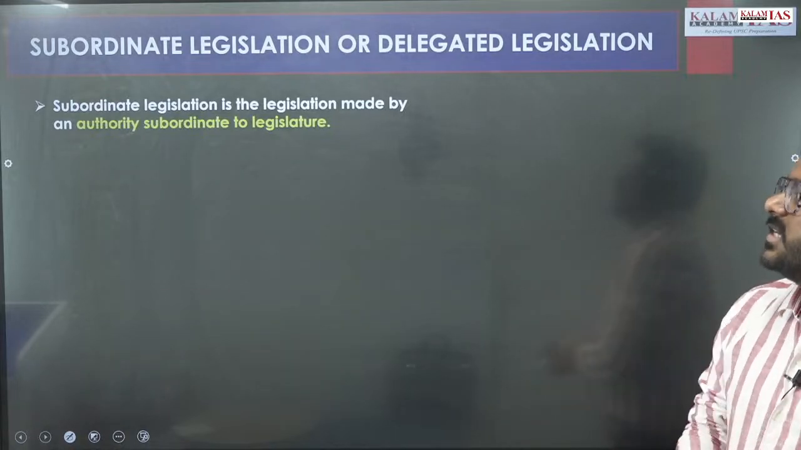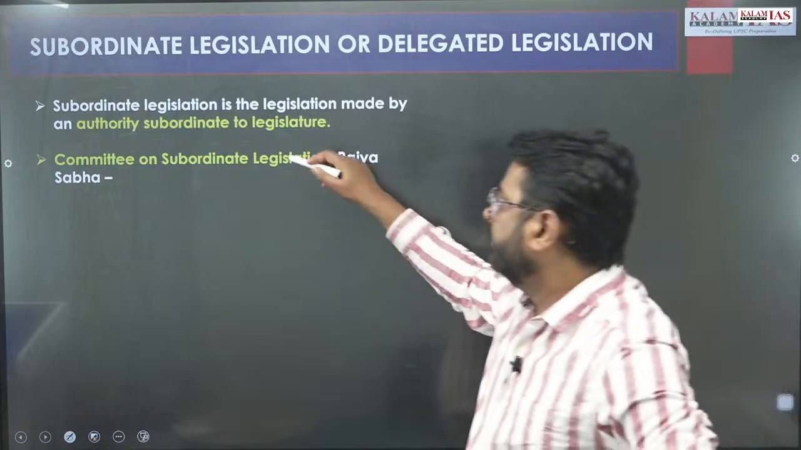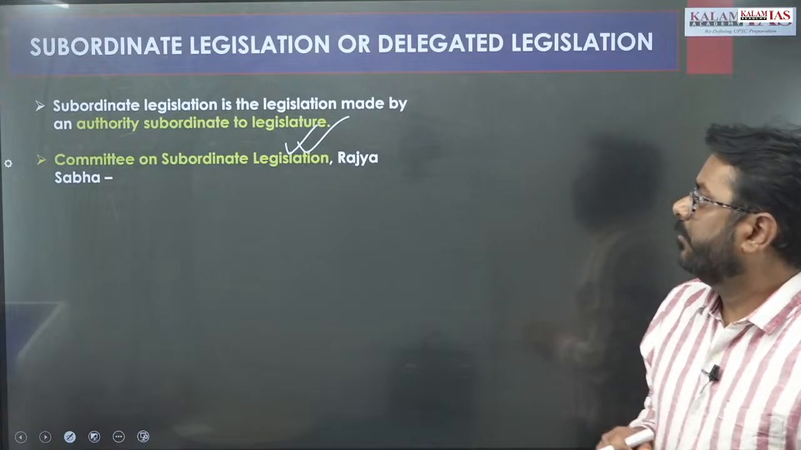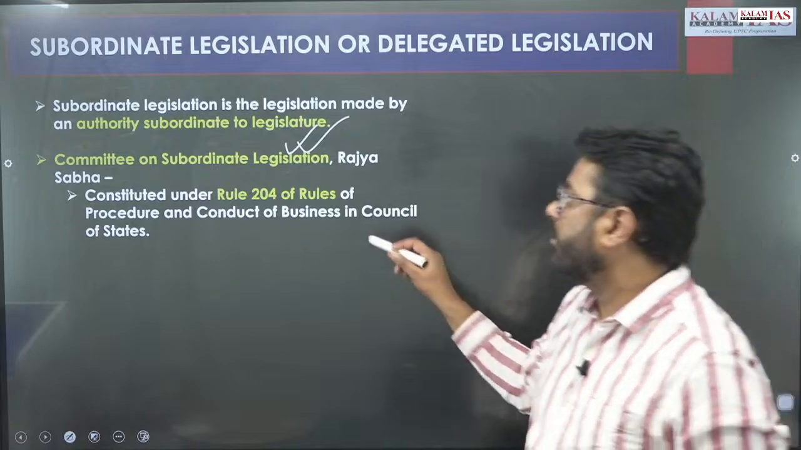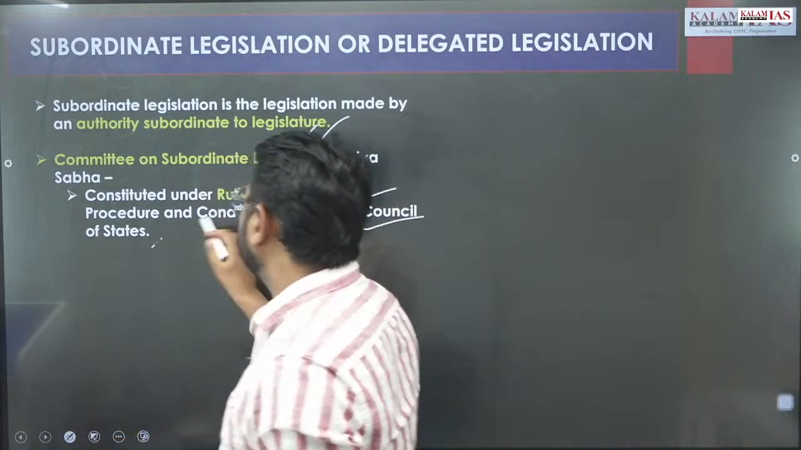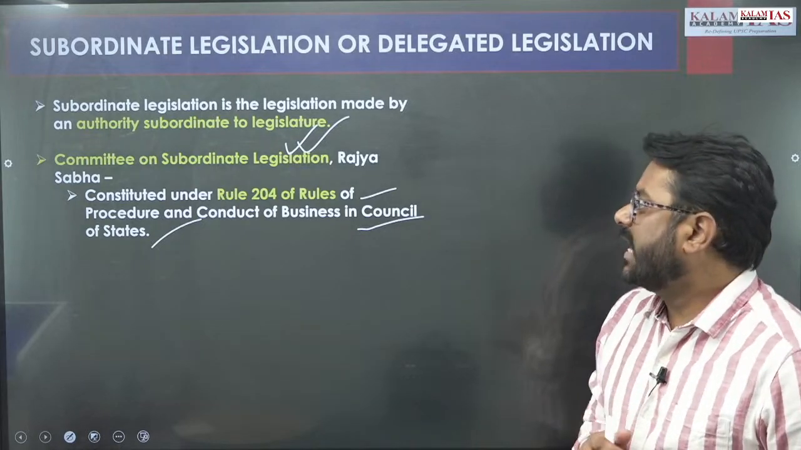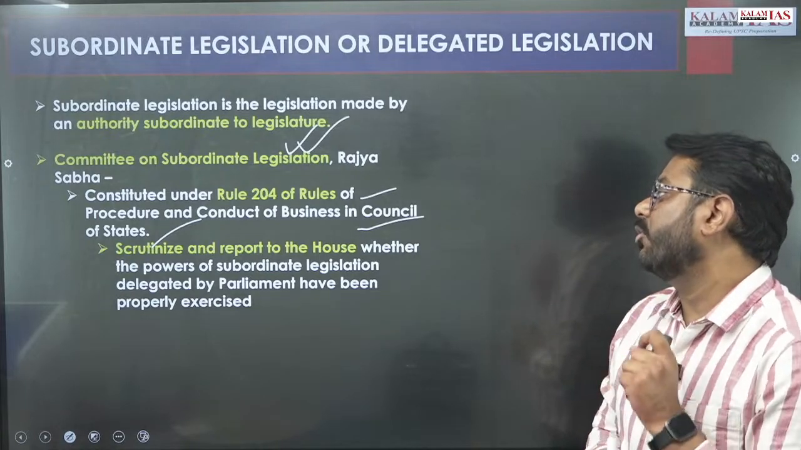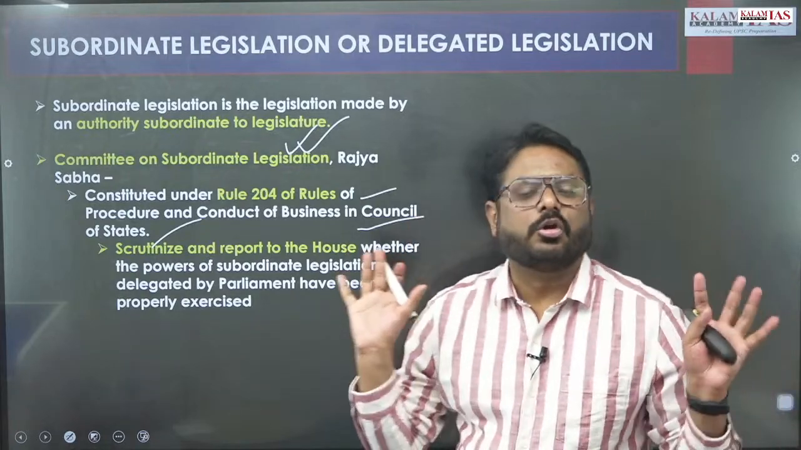Subordinate legislation is a legislation made by an authority subordinate to the legislature. The committee on the subordinate legislation, ये जो है राज्यसभा के अंदर, ऐसे ही लोकसभा के अंदर भी होता है. So they are constituted under the rule 204 of the rules of the procedure of conduct of business in the council of the states. और ये क्या कमिटी जो होंगे वो क्या डिसाइड करेंगे? वो डिसाइड करेंगे कि they scrutinize and report to the house whether the power of subordinate legislation delegated by the parliament has been properly exercised or not.